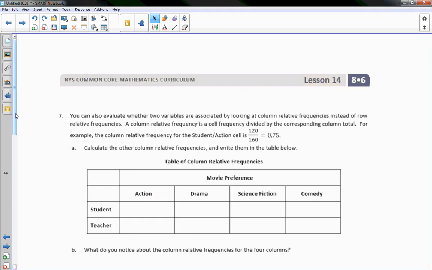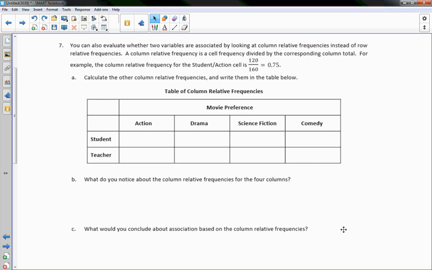Number 7, you can also evaluate whether two variables are associated by looking at column relative frequencies instead of row relative frequencies. A column relative frequency is a cell frequency divided by the corresponding column total. For example, the column relative frequency for the student action cell is 120 over 160, which is 0.75 or 75%. Calculate the other column relative frequencies and write them in the table below.